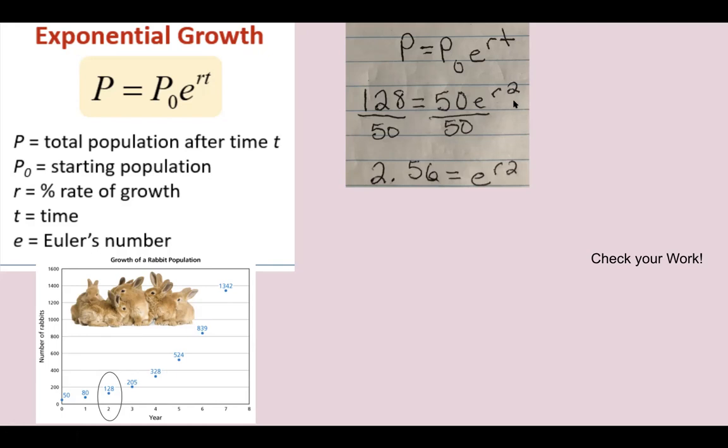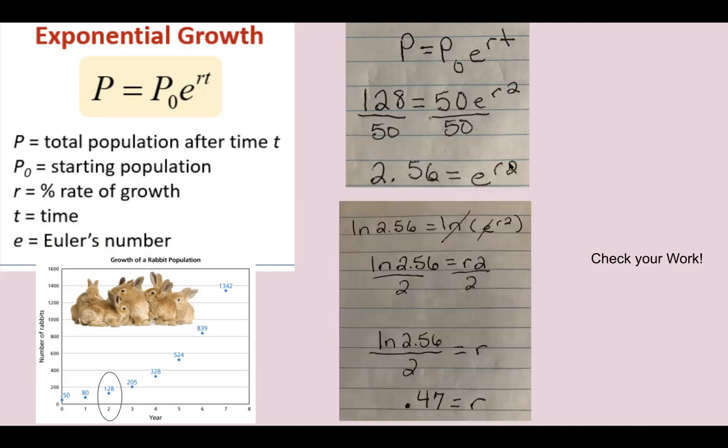So now all you have to do is just solve it like you would any old equation. I divided each side by 50. So 128 divided by 50, plug it in the calculator, I get 2.56 equals e raised to the r times 2. To get rid of that Euler's number, I do the opposite, and that's the natural log.